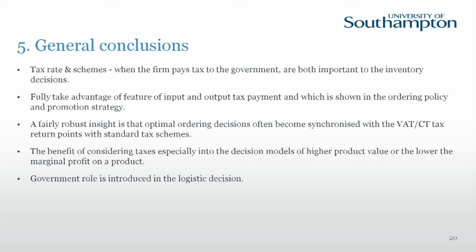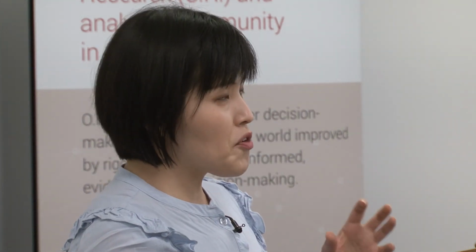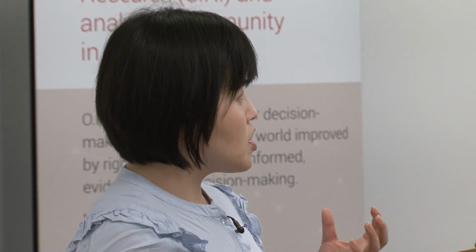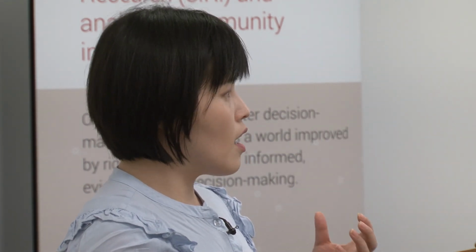A very robust insight is that optimal ordering decisions often become synchronized with the tax return points under the standard schemes. The benefit of considering taxes is especially large in designing models for higher product values or lower marginal profit items. In operational decisions, the buyer and the seller are always involved, and the government's role has been neglected. So our research contributes by introducing the government's role into logistics decisions. Thank you.